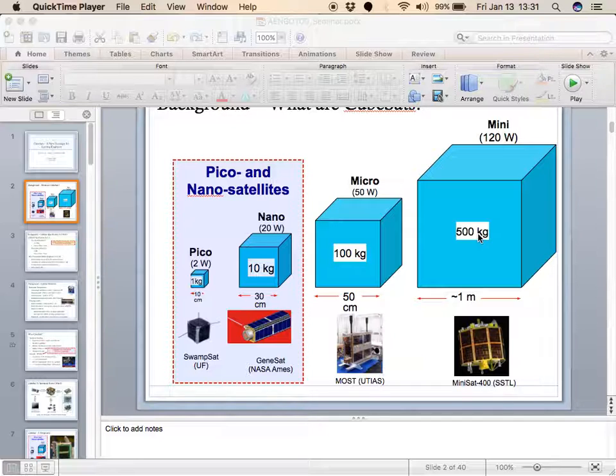Okay. And then we have the pico and nanoclass satellites. The satellite we are trying to design falls in as a nanosatellite. Okay? The limitation of our satellite, what was the limitation which was imposed?